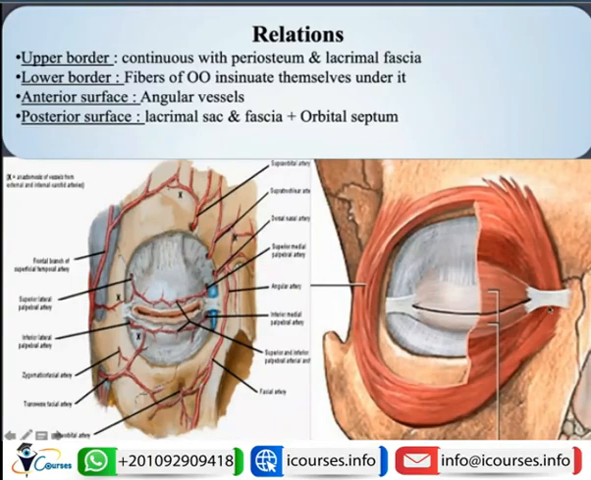So we said that the medial palpebral ligament will give origin to the orbital part of orbicularis oculi. So the medial palpebral ligament is situated in front of the orbicularis oculi muscle. Anterior to the medial palpebral ligament will be the angular artery and the angular vein here. And posterior to the lacrimal sac will be the orbital septum, as we just mentioned, and the lacrimal sac and its fascia. So the lacrimal sac here will be behind the medial palpebral ligament, and behind the lacrimal sac will be the orbital septum.